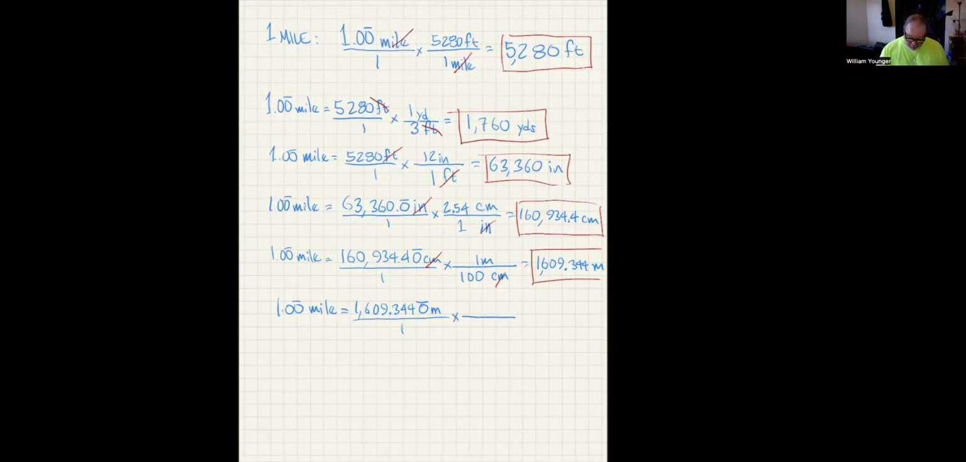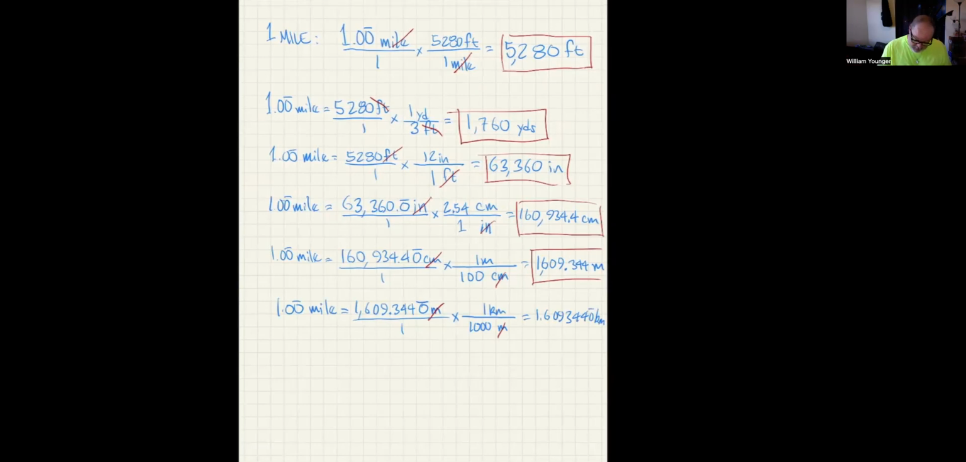I'm going to make sure the meter cancels out, and I know that there's 1,000 meters in 1 kilometer. So I'll put the meter in the bottom. We can immediately see that the meter cancels out. And that's going to give us 1.609344, 0 dot dot dot, and that's kilometers.